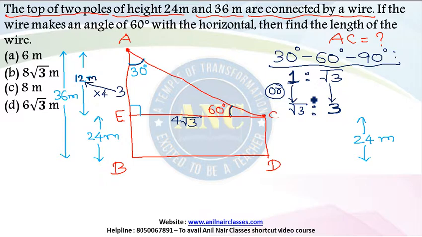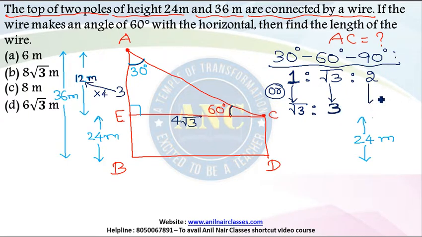Now, same analogy if I implement. Opposite to 30 if it is 1, opposite to 60 will be root 3. So, opposite to 90 in that case will be 2 units. So, opposite to 30 I took it as root 3. Opposite to 60 will become root 3 into root 3, it is 3.